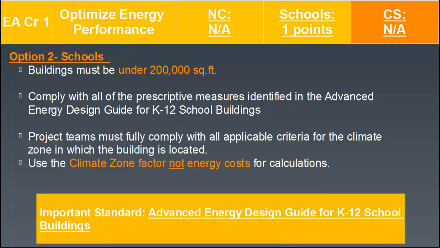Option 2 for schools. Buildings must be under 200,000 square feet and comply with all prescriptive measures identified in the Advanced Energy Design Guide for K-12 school buildings. Project teams must fully comply with all applicable criteria for the climate zone in which the building is located. This also uses climate zone factor, not energy cost, for calculations. You'll see that common theme through option 2. It's important to know these concepts for the test.